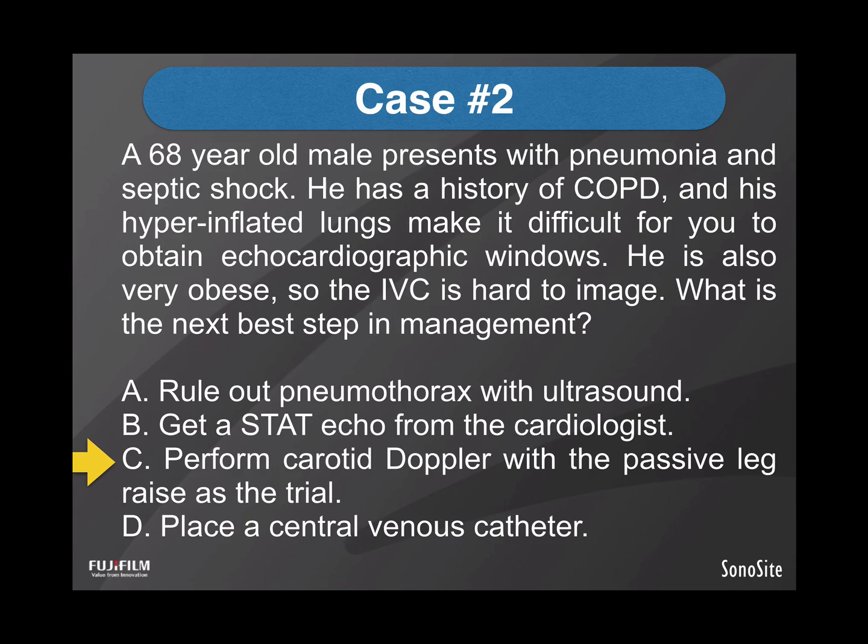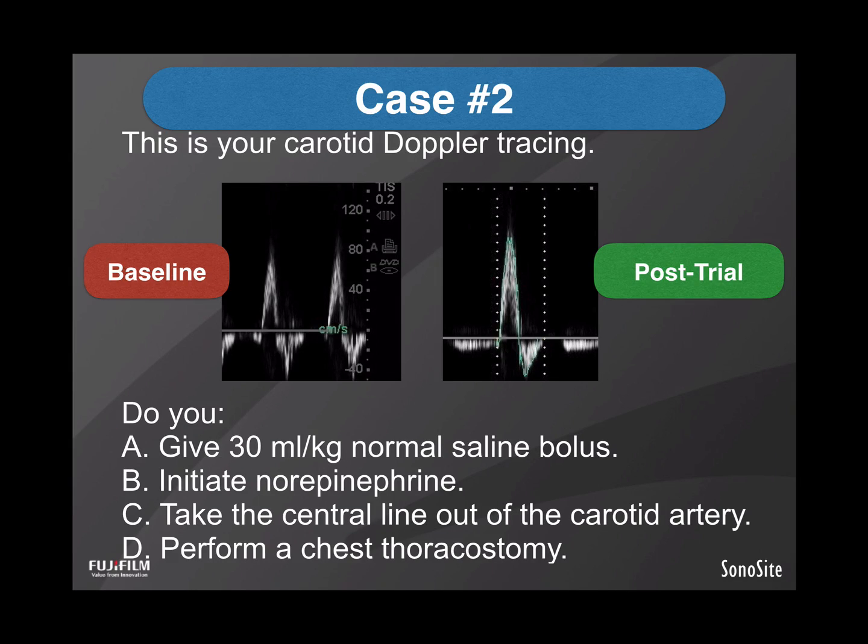So this is your carotid Doppler tracing. You have your baseline peak prior to your passive leg raise on the left-hand side, and on the right-hand side is your post-passive leg raise tracing of your carotid. According to this, do you give 30 cc's per kg of normal saline bolus? Do you initiate norepinephrine? Do you take the central line out of the carotid artery, or do you perform a chest thoracostomy? Obviously, C and D are throwaway answers.